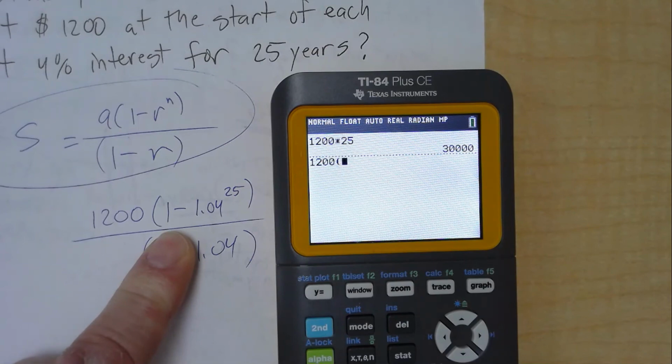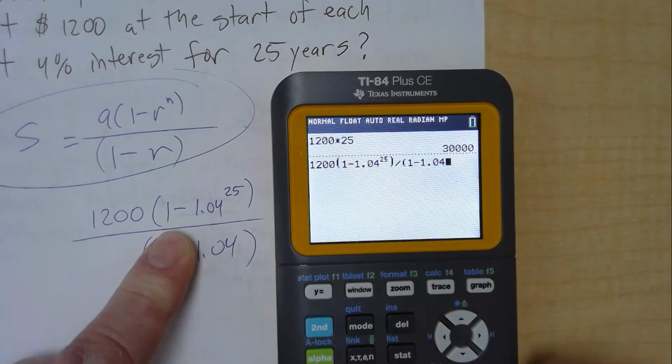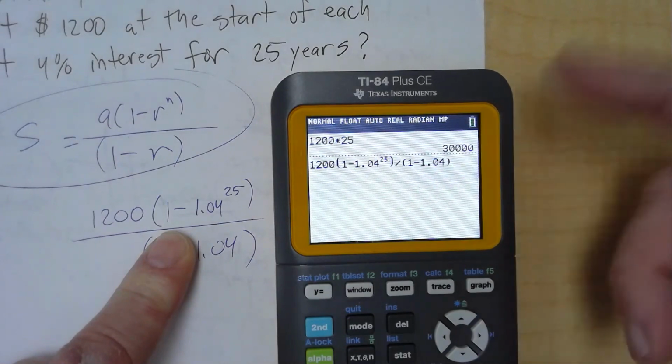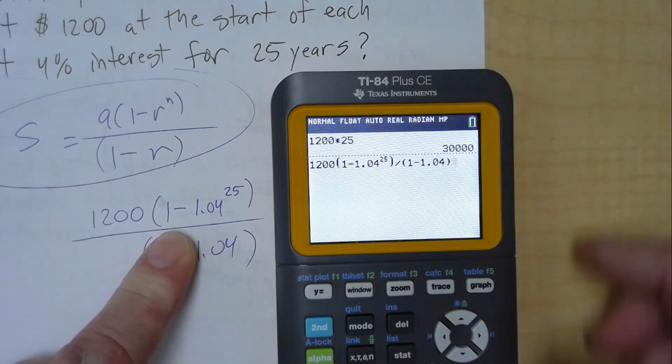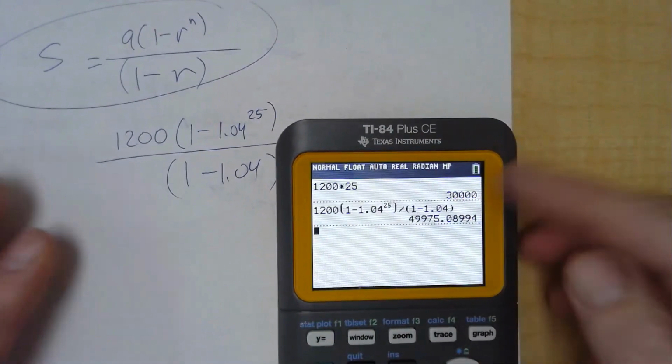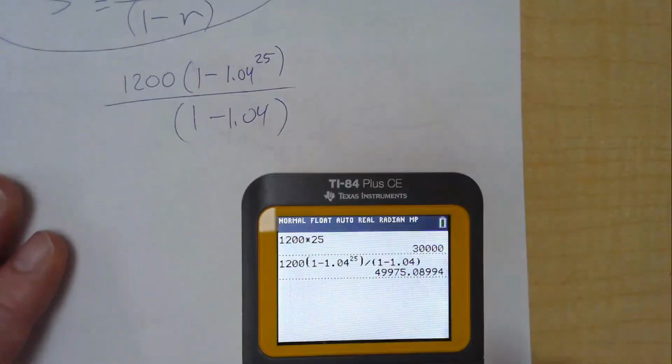So 1 minus 1.04 to the power of 25, push myself forward, and then divided by, left parenthesis, 1 minus 1.04. And it has to be 1.04 because money goes up, right? So the R factor has to be greater than 1. If it was just 0.04, that means we'd be going down 96%, and I don't want to do that. I want to go up 4%. Enter. So $49,000 compared to $30,000 is what you're getting by getting that interest.